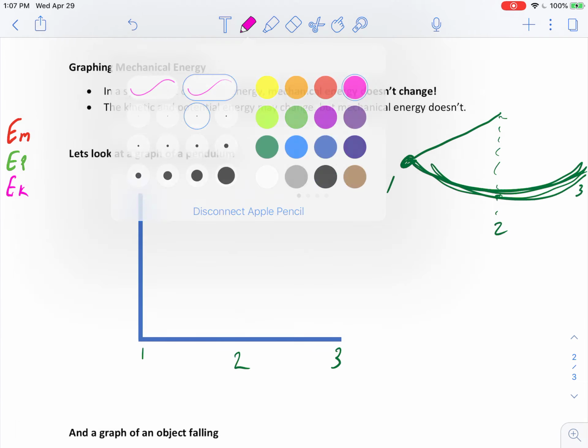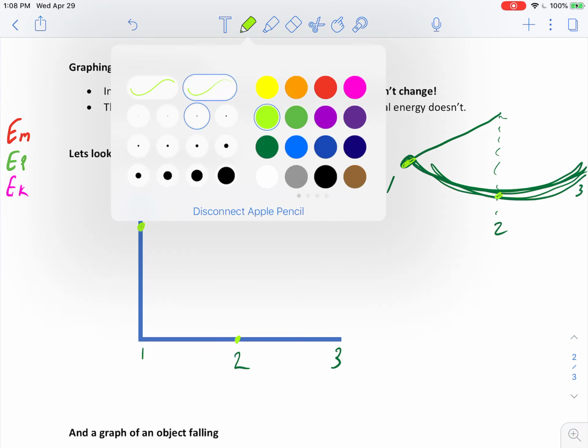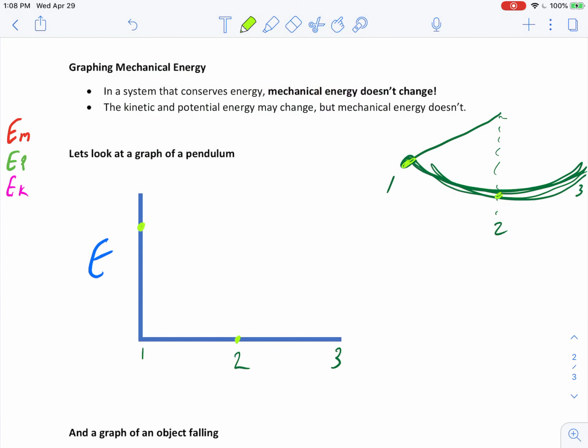Now let's start with potential energy. At position 1, we have the maximum amount of potential energy. It's all gravitational potential at that point before you let go. Then when you let go, at position 2, you end up with 0 potential energy. But then back at point 3, you have that same amount of potential energy that you had at the beginning. And what that looks like is this. Something like that.